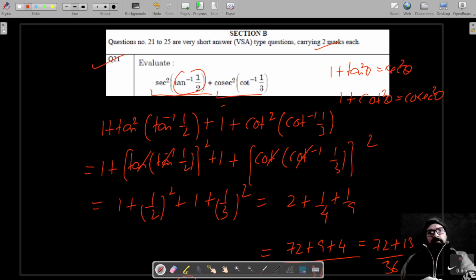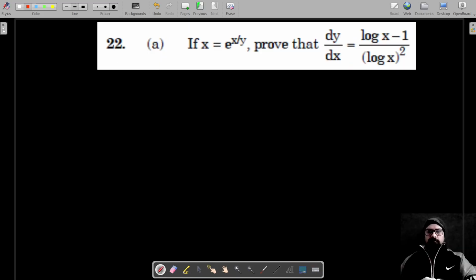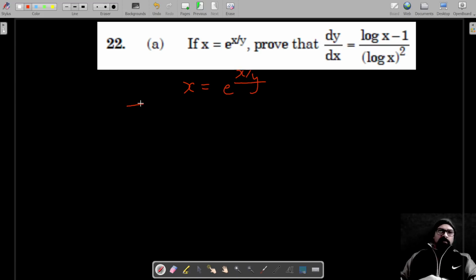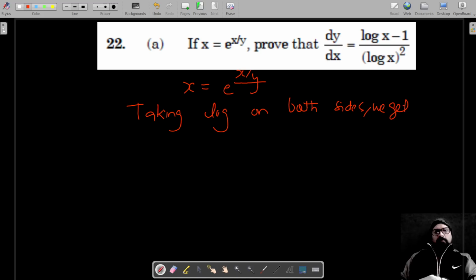Let's move on to question number 22. Okay, for question number 22, part A, our given function is y is equal to e raised to the power x by y, and we have to prove that. So let's write down our function x is equal to e raised to the power x by y. Now this is e raised to the power of some function. So let's take log on both sides. So taking log on both sides we get.